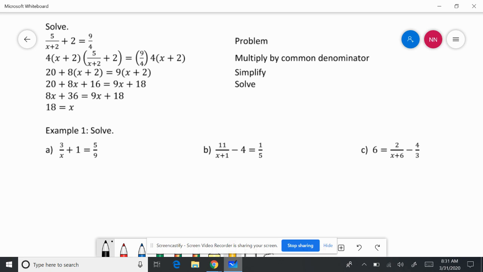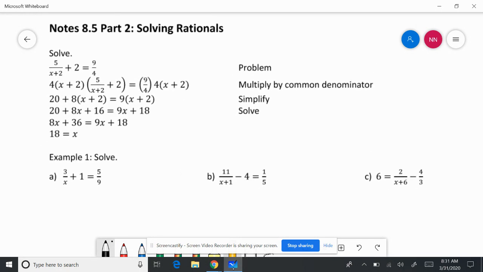Today what we're going to do is solve rational equations with three variables. So if you're looking at our example, what we have is 1, 2, and 3. Now, when we have 3, we can't cross multiply. What we have to do is look at the common denominator.